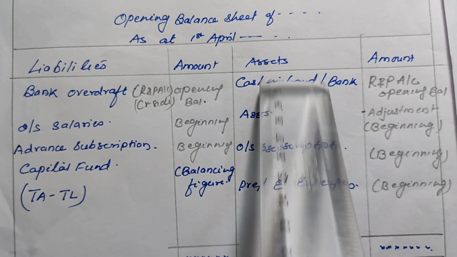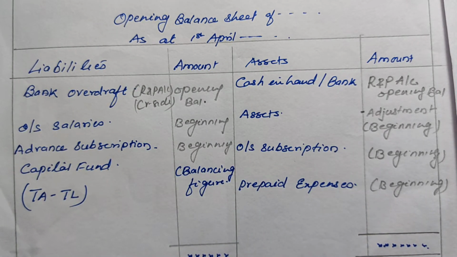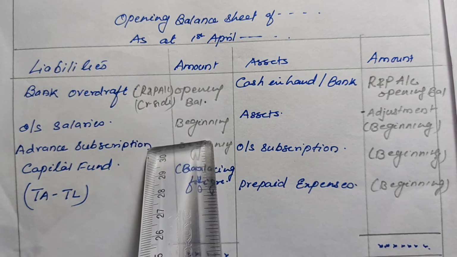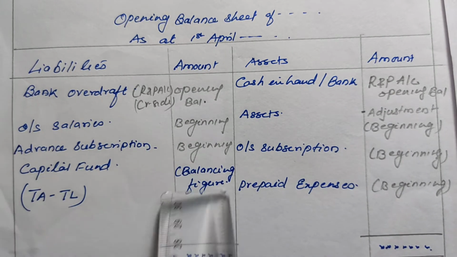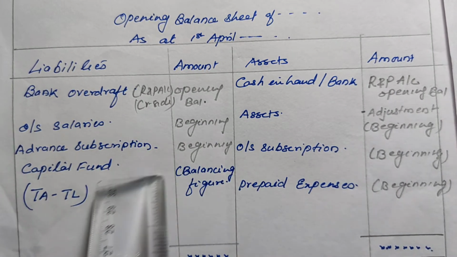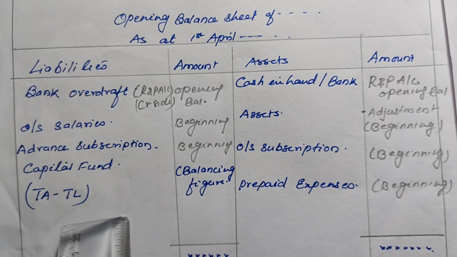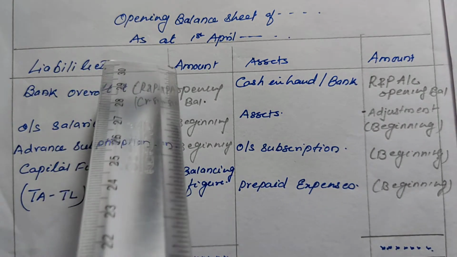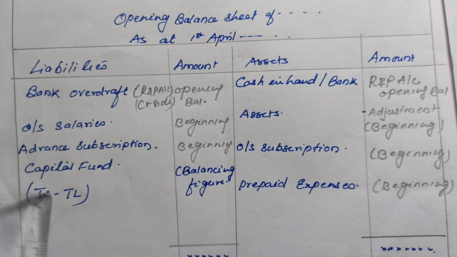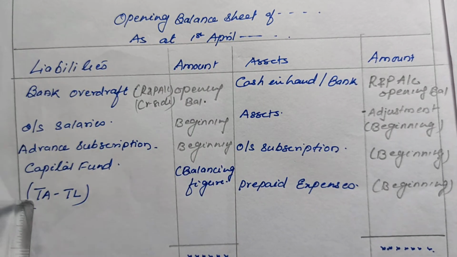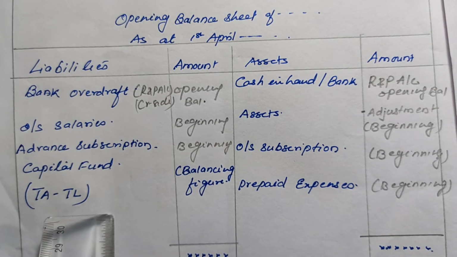After recording all this, we'll do the total of assets, then the total of liabilities, find out the difference, and the balancing figure will be your capital fund. The purpose of preparing the opening balance sheet is to find out the capital fund. What is the formula for capital fund? Total assets minus total liabilities.